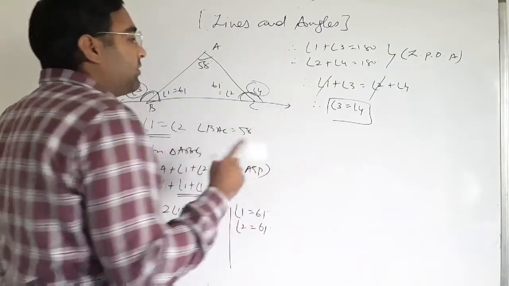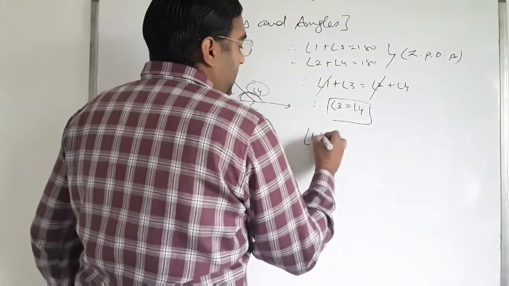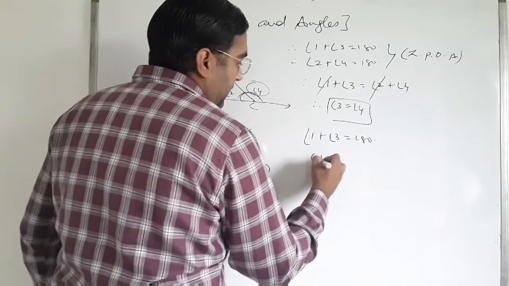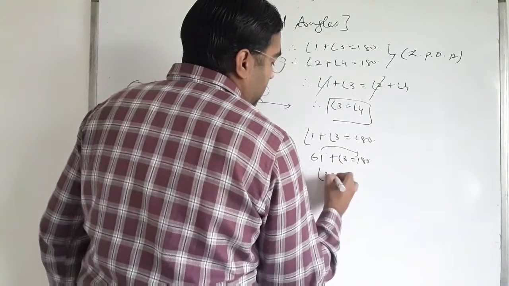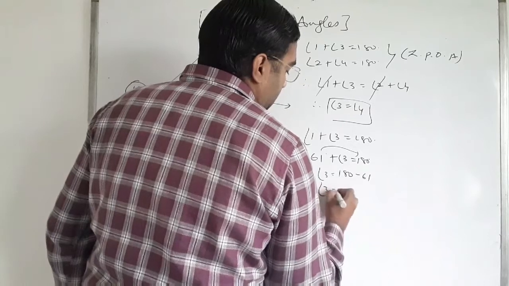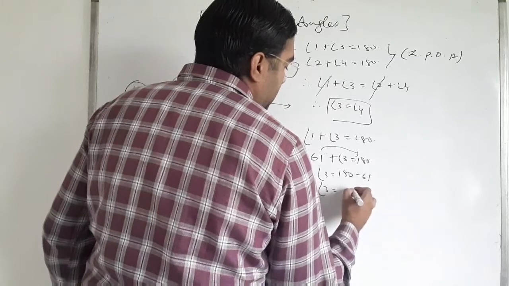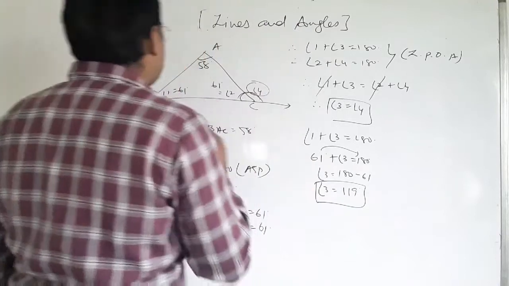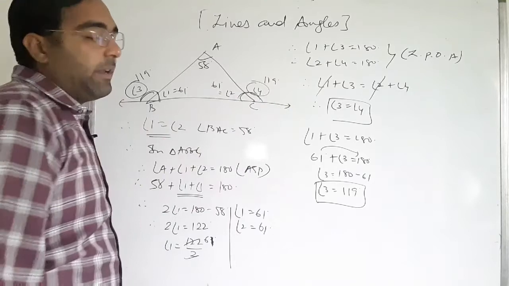So now we have to find just angle 3. Angle 1 plus angle 3 is equal to 180. Angle 1 is 61 degrees, plus angle 3 equals 180. 61 is shifted to the second side, so angle 3 equals 180 minus 61, which is 119. Angle 3 is equal to 119 degrees, and angle 4 is also equal to 119 degrees.